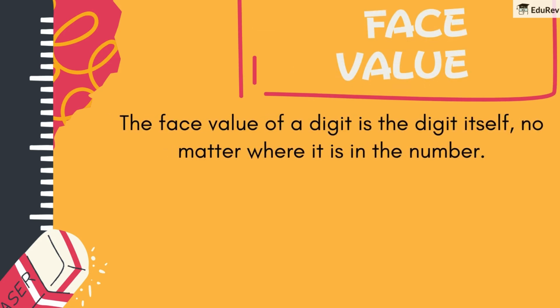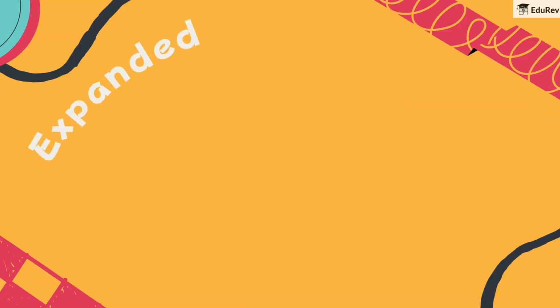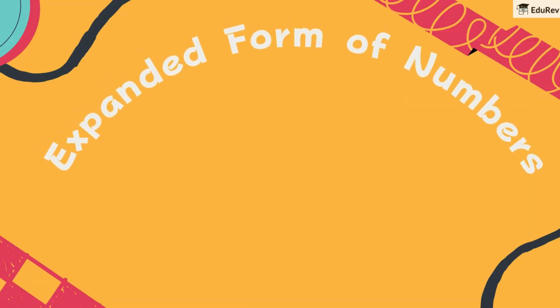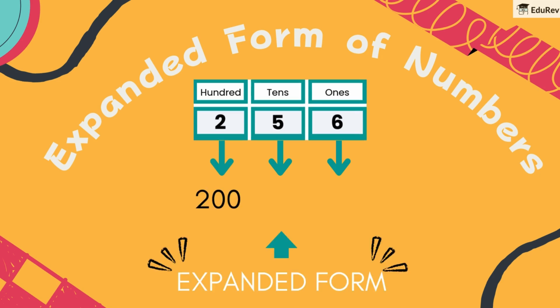The face value of a digit is the digit itself, no matter where it is in the number. For example, in the number 514, the face value of 5 is 5, the face value of 1 is 1, and the face value of 4 is 4. Moving on, we can look at the expanded form of numbers. For example, the number 256 can be broken down into its components. 200 plus 50 plus 6 is equal to 256.